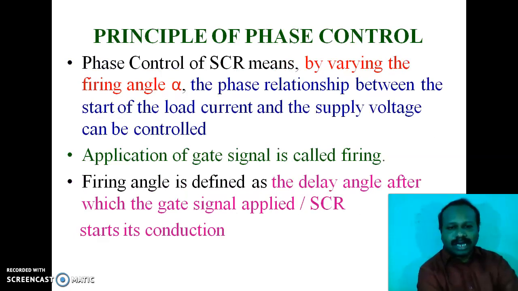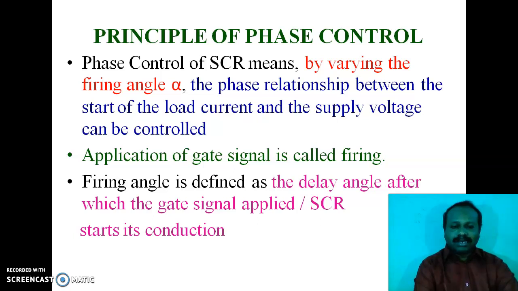Principle of phase control. Phase control of an SCR means that by varying the firing angle alpha, the phase relation between the starting of the load current and the supply voltage can be controlled. Irrespective of the firing angle, the supply voltage input cycle always starts at 0 and one complete cycle ends at 2π. But by controlling the firing angle, we can control the starting of the output load current. That is known as phase control.